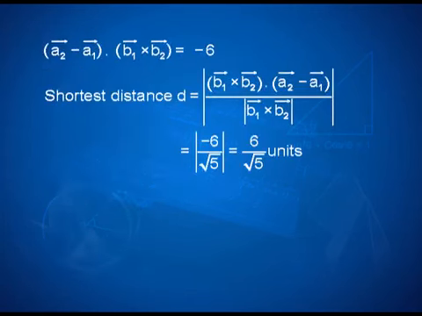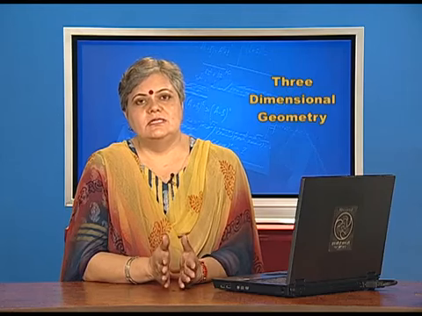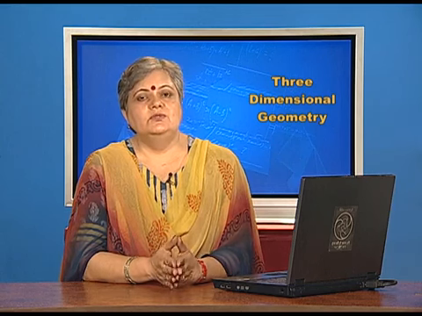shortest distance formula. That gives us, in this case, as you can see, the numerator turns out to be negative 6. That happens because of the orientation of B1 cross B2. Therefore, the absolute value sign is important, and it gives us the shortest distance to be same as 6 by root 5 units.